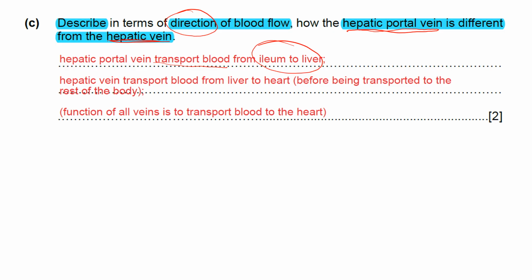But you must mention the start and the end, which I mentioned before in chapter 2, because it's about transporting from one region to another, like absorption. The hepatic vein, on the other hand, transports blood from the liver, the starting point, and this is where I wrote for many of your worksheets, it's not the rest of the body. It is actually supposed to be the heart. So the hepatic vein transports blood from the liver to the heart. Full stop. This question is just like that. One transports blood from the ileum to the liver. The other transports blood from the liver to the heart.